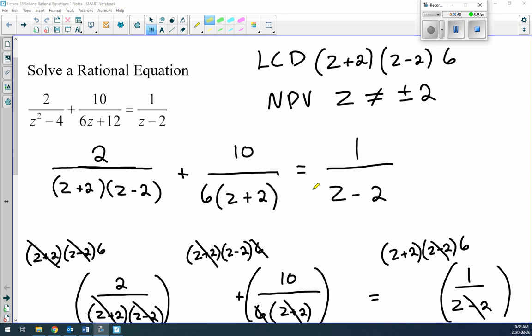Now, you've got to look for your LCD. We have a z plus 2 and a z plus 2, so we need a z plus 2 in the LCD. We have a z minus 2 and a z minus 2, so we need a z minus 2 in the middle one. We have a 6 here, and we need a 6 in both of those, so we times it by 6. There is our LCD: z plus 2, z minus 2 times 6. While you're here, figure out your NPV. So z cannot be equal to plus or minus 2, because plugging in 2 makes the denominator 0.